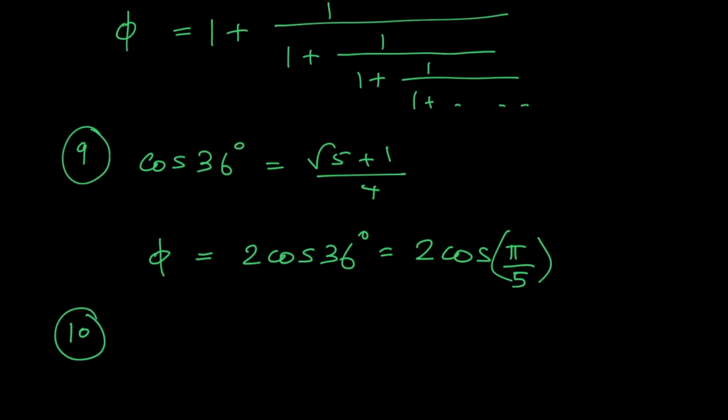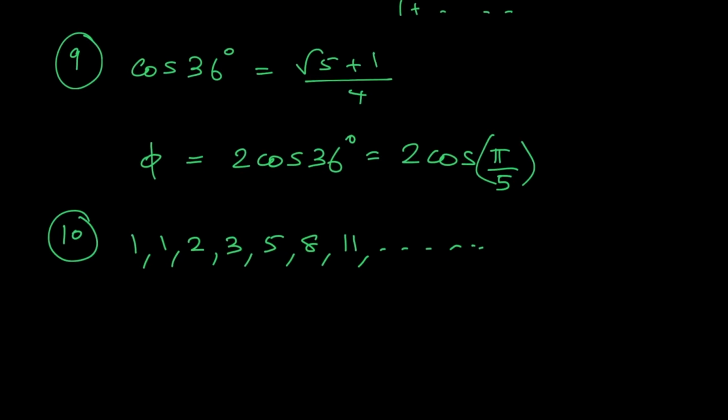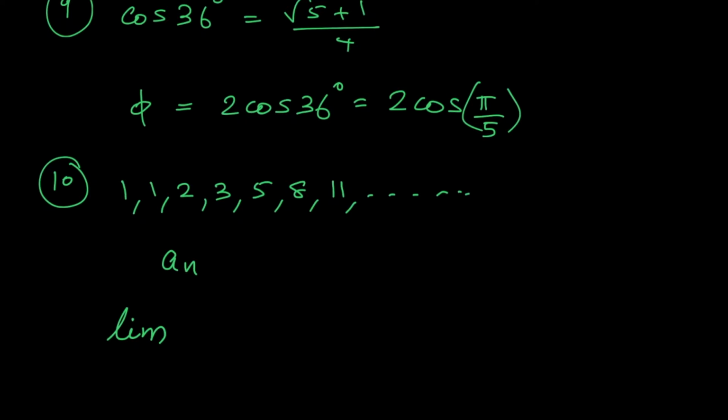And most importantly, I hope you have heard about the Fibonacci sequence. If you take the terms of the Fibonacci sequence 1, 1, 2, 3, 5, 8, 13 and so on, and take the ratio of consecutive terms, you will observe that as the sequence progresses, the ratio between consecutive terms tends to the golden ratio. In other words, if a_n is the general term of the sequence, the limiting value of a_n by a_(n minus 1), or you can say a_(n plus 1) by a_n, will be phi.